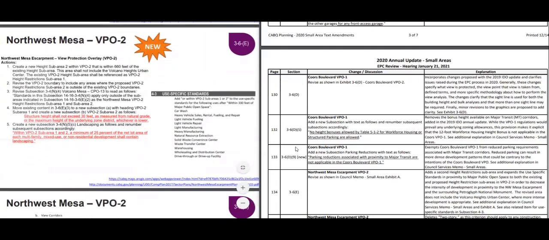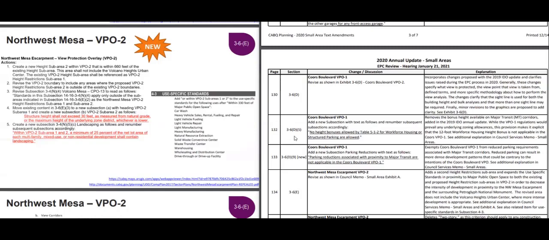There's two other changes to Coors Boulevard that are not shown within the CPO. The first one is in section 36D5. This is a use standard, and it would be to add a new subsection with text as follows. No height bonuses allowed by table 5.1.2 for workforce housing or structured parking are allowed.